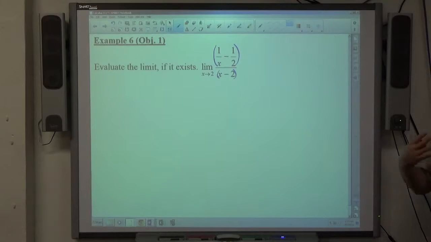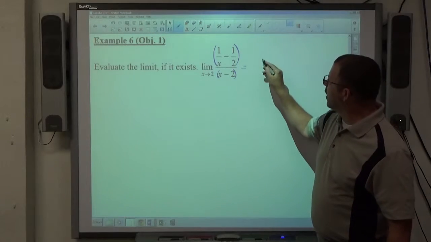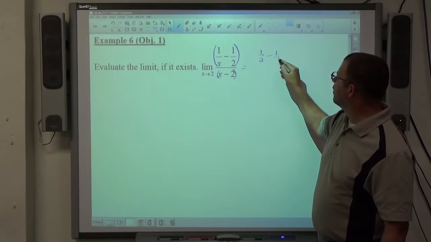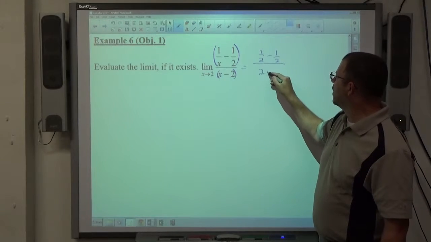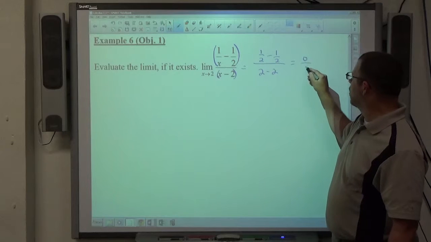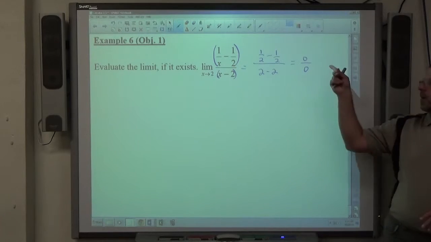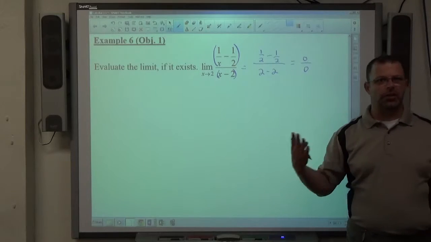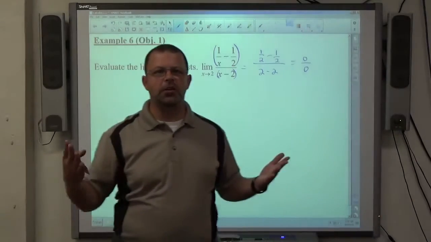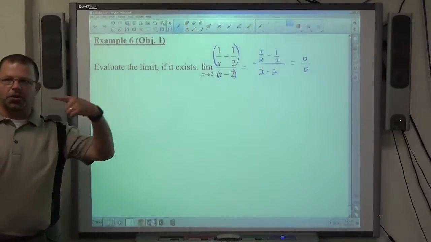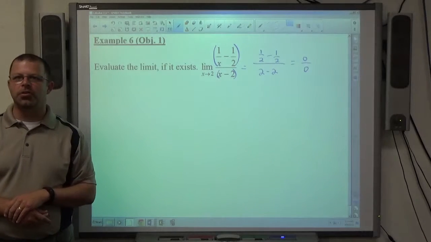If I go again to my initial plan for any limit, it is to substitute the number in. All right? So if I substitute the number in, I'm going to get on top 1/2 minus 1/2. On the bottom I get 2 minus 2. That creates 0 over 0, which is indeterminate, which means, again, I don't know what the answer is, but there possibly is an answer. If in that step you get 6 over 0, the answer is either infinity or negative infinity. Use a table, get really, really close to 2 from both sides and see what it is approaching.